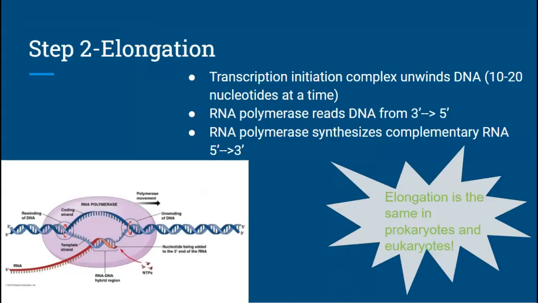And then elongation, RNA polymerase with some other proteins is going to unwind it. It's going to read from 3' to 5', build from 5' to 3', and it's going to make a single strand of RNA. This picture should look familiar because it's the exact same as the last one. So thankfully, elongation is the same in eukaryotes as it is in prokaryotes. We're just going to make one strand. There's no lagging strand. You just make one, and you're done.